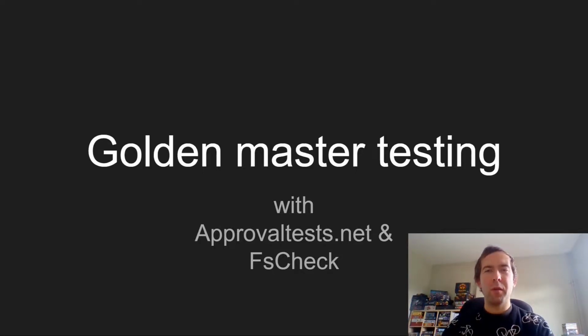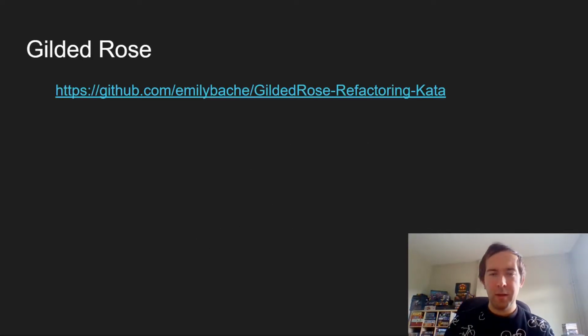This time we're going to talk about golden master testing, and we're going to use two libraries, Approval Tests and FsCheck, to make our job easier. In order to get started, I'm going to take a look at a kata.